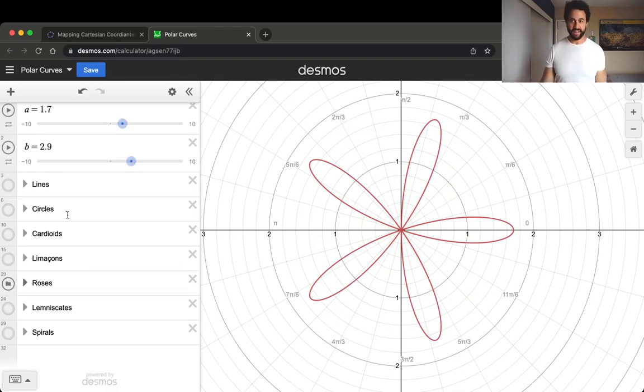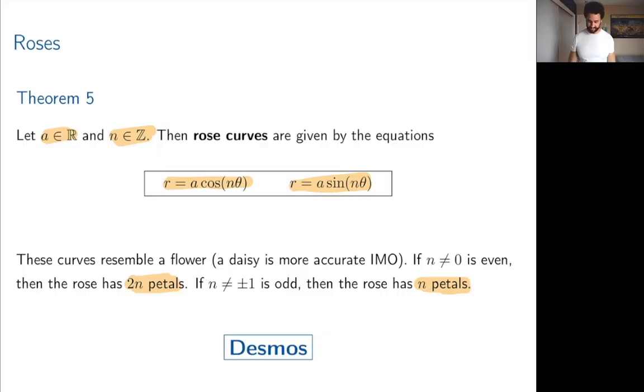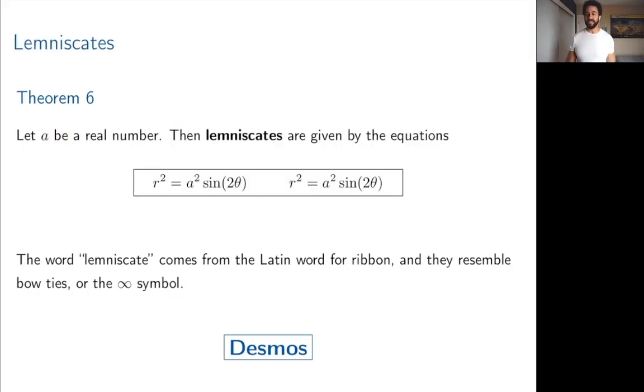All right, what's the next example here? The next one are lemniscates. Lemniscates are given by these equations, r squared equals a squared sine of 2 theta, and r squared equals, oh sorry, that should say cosine, typo. This should say a squared cosine 2 theta. The word lemniscate comes from the Latin word for ribbon. They kind of resemble bow ties, and they also look like the infinity symbol. The infinity symbol actually is a lemniscate.